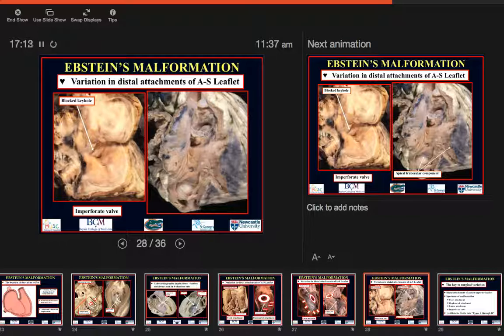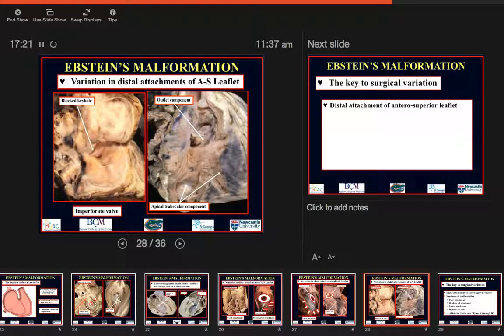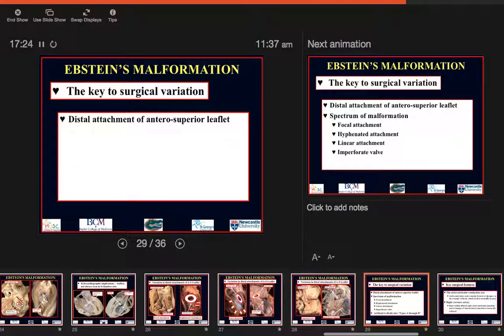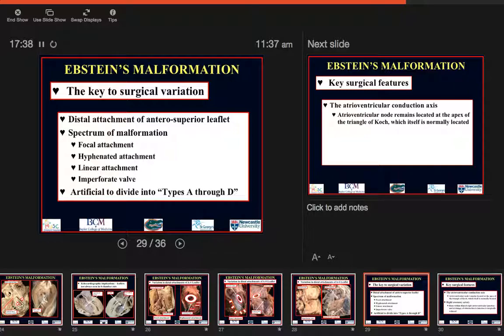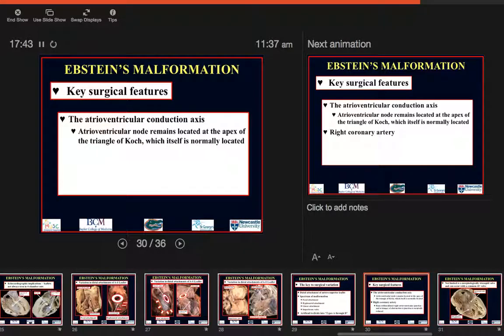And then we see the distal part of the ventricle, and in this instance, being composed of the apical trabecular and the outlet components, it is fed by blood through a ventricular septal defect. So these changes in the arrangement of the anterosuperior leaflet are the key for surgical approach. And it is a spectrum of malformation, and I find it artificial to divide it, as has been suggested, into types A through D.